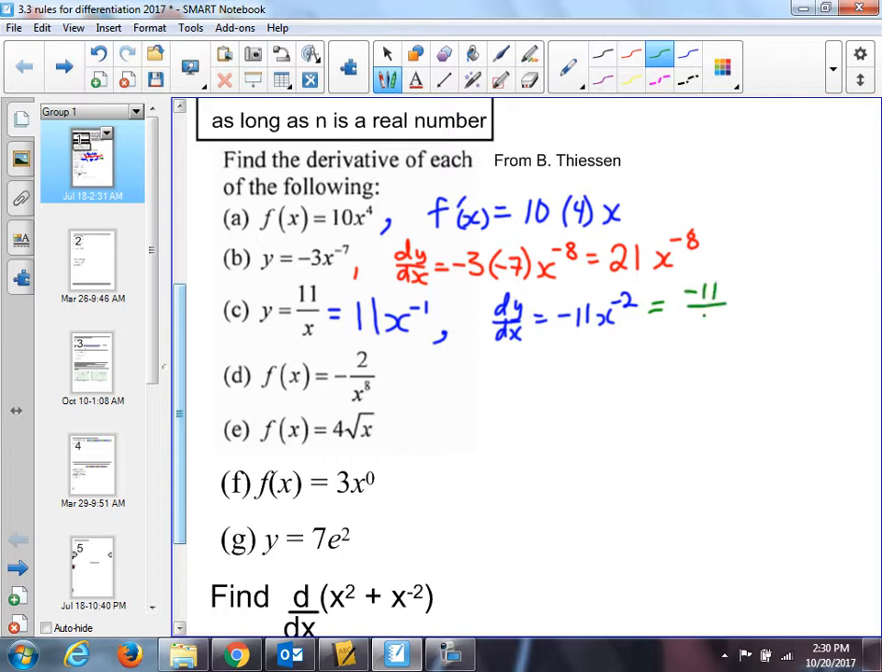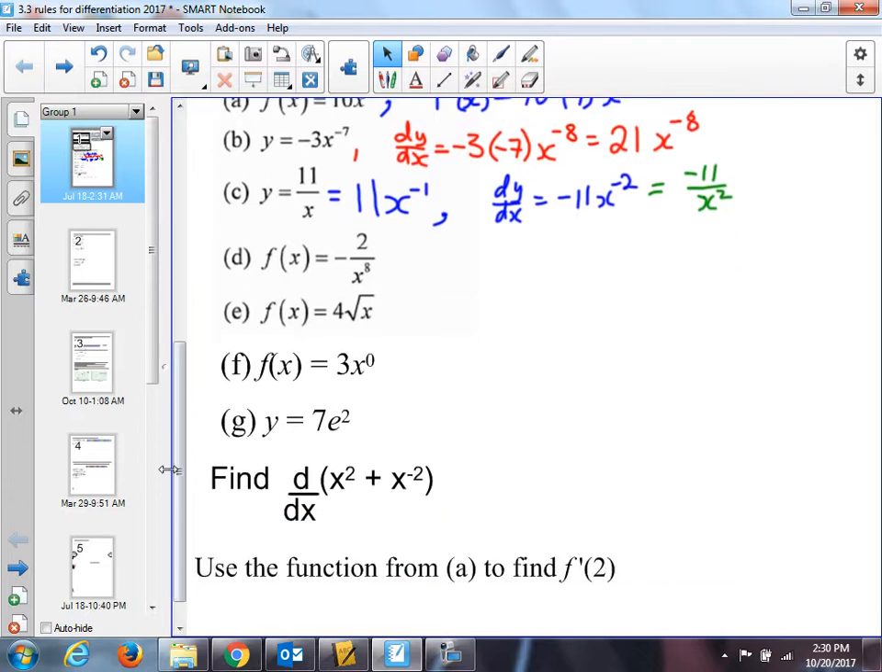Yeah. Now, if you're asked to get rid of any negative exponents, maybe I might say that. You would do that too. Okay. So this D is a variation of what we just saw.